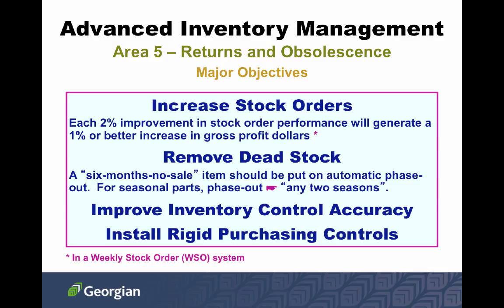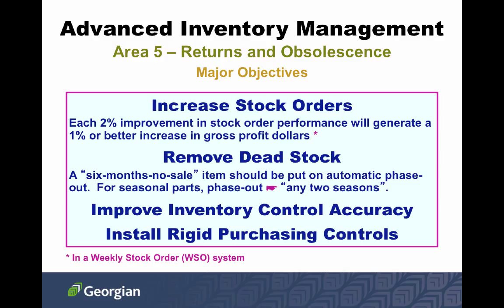Improve inventory control accuracy, the third item. In other words, that means rigorously track all critical key performance indicators and make your decisions based on facts, on analysis, not on gut feel. That's improve inventory control accuracy.